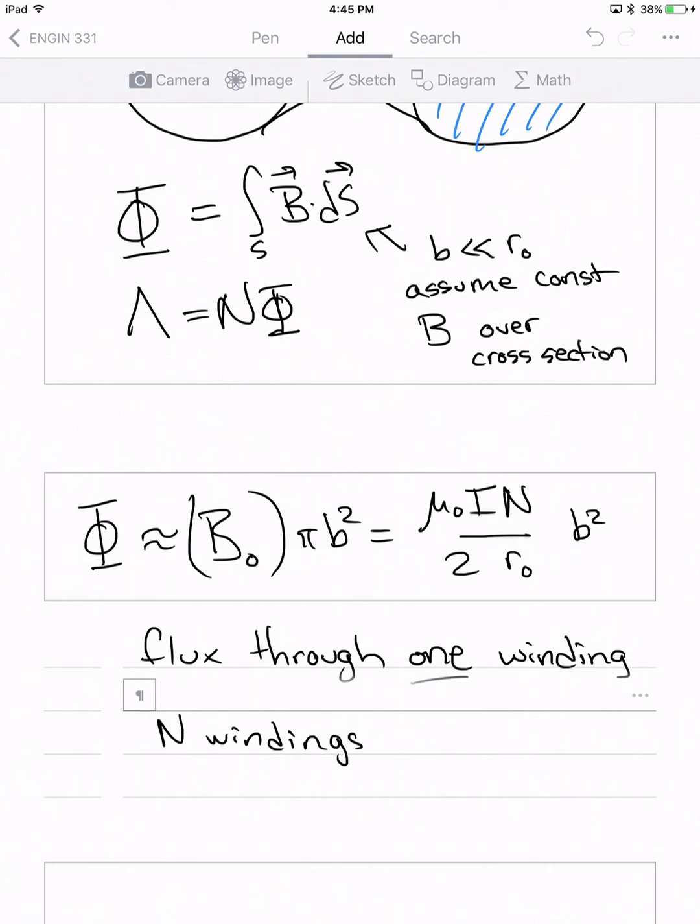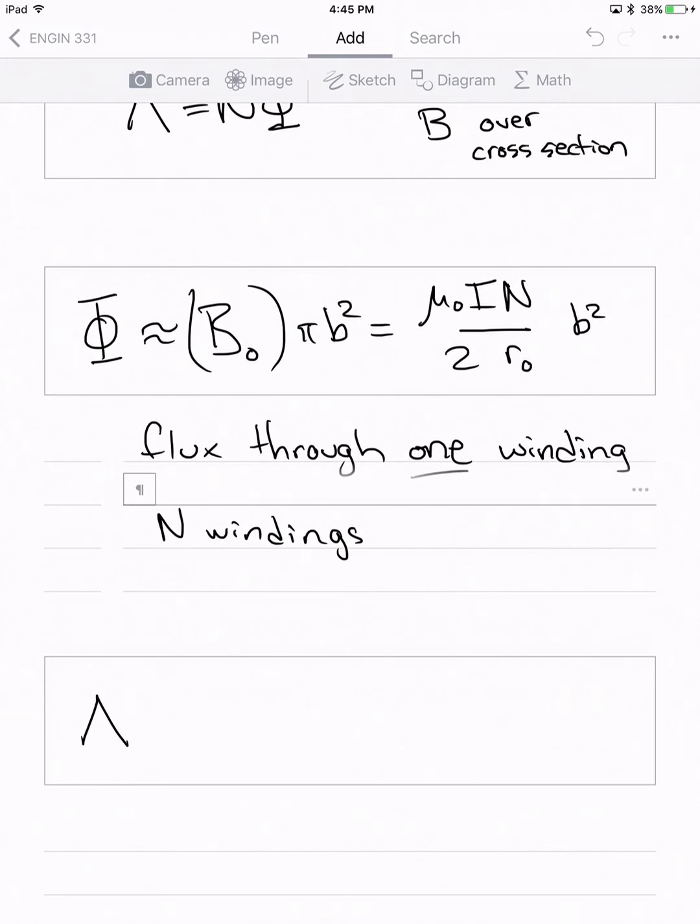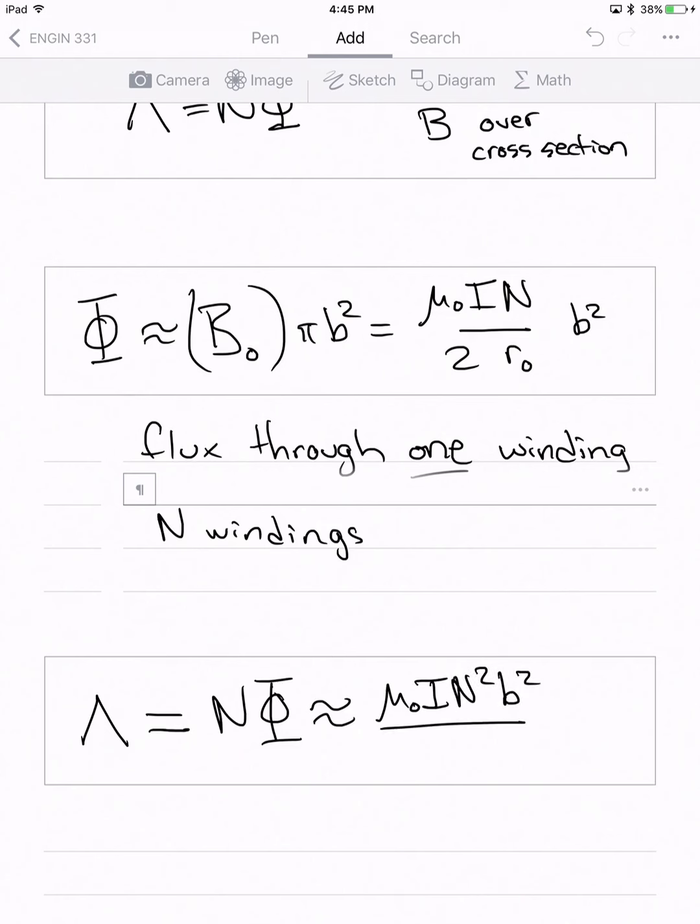So the total flux linkage is going to be, well, approximately, because remember I'm making an approximation for the magnetic field value, N times the flux. Really, that's a definite equals, but I have an approximate value for the flux that I'm going to use. So if I add that extra factor of N, I end up with mu naught I N squared b squared over 2 r naught.